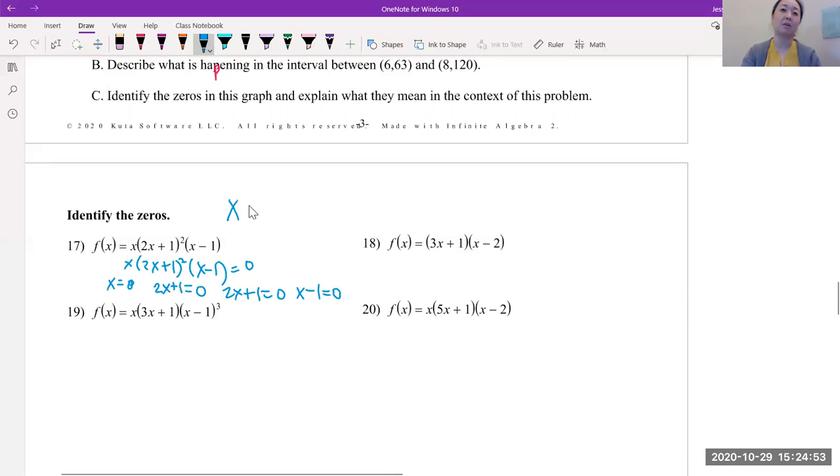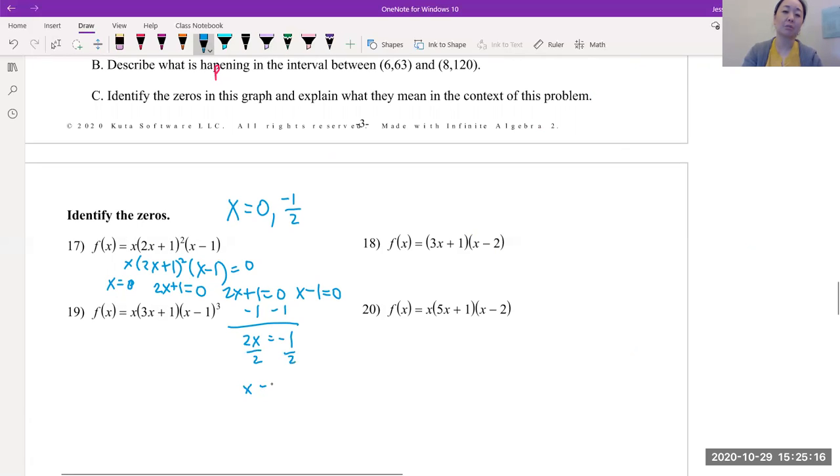I'm going to put the answer up here. So x equals 0. And this is going to be subtract 1 on both sides, right? And so that's going to be negative 1. And then I'm going to divide both sides by 2. Sorry, I'll do it again. So this is subtract 1 on both sides, and I got 2x is equal to negative 1. And now I'm going to divide both sides by 2.